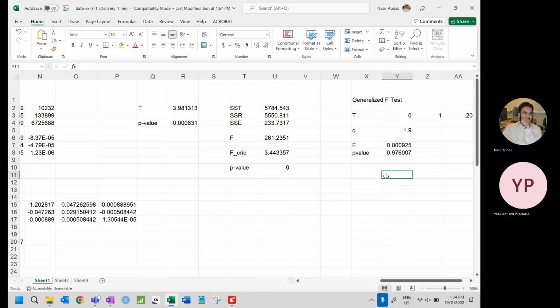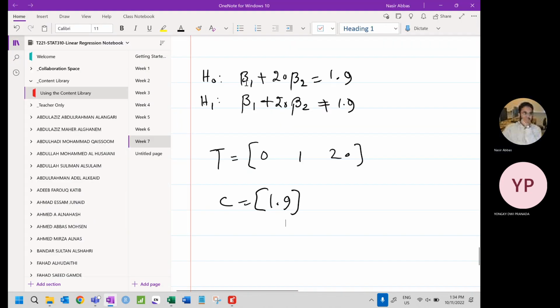Yes. Definition of the condition, the linear condition that we're testing. The constraint is that the sum of the first slope plus 20 times the second slope is 1.9. Just a condition. I can formulate hundreds of those conditions just for the practice of testing.